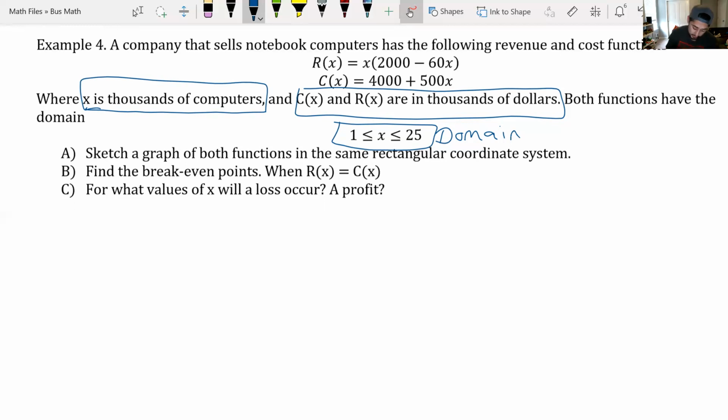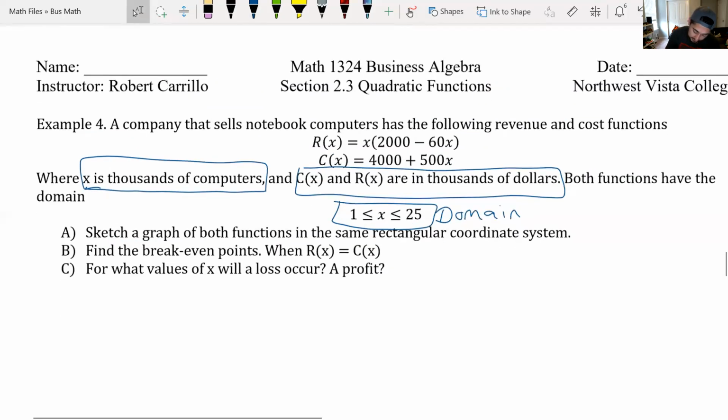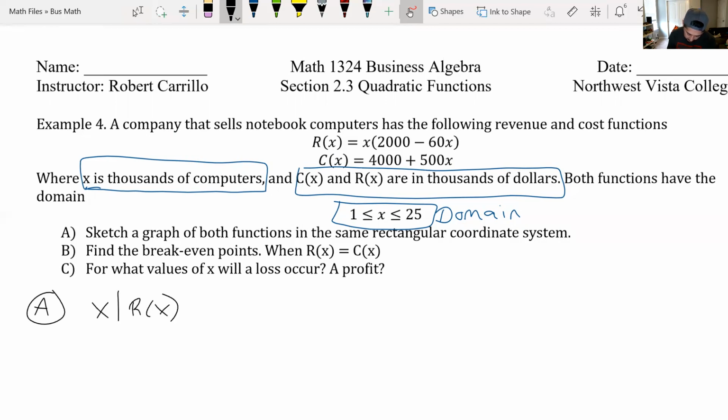Okay, so the first thing we're going to do is graph this function. So that's step A, which means we are going to make tables for both functions. And I'm going to show you how to do that in the calculators, right? Okay, so here's A, and the first one I'm going to say x and R of x, and the other one's going to be x and C of x. So here's the tables we're making.